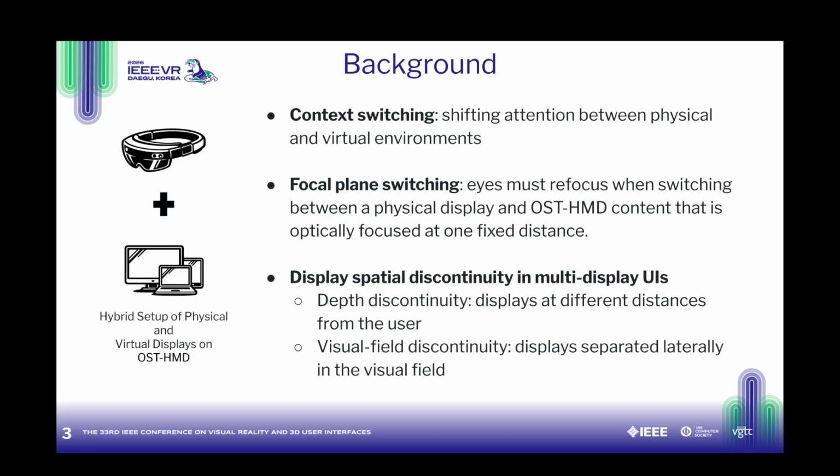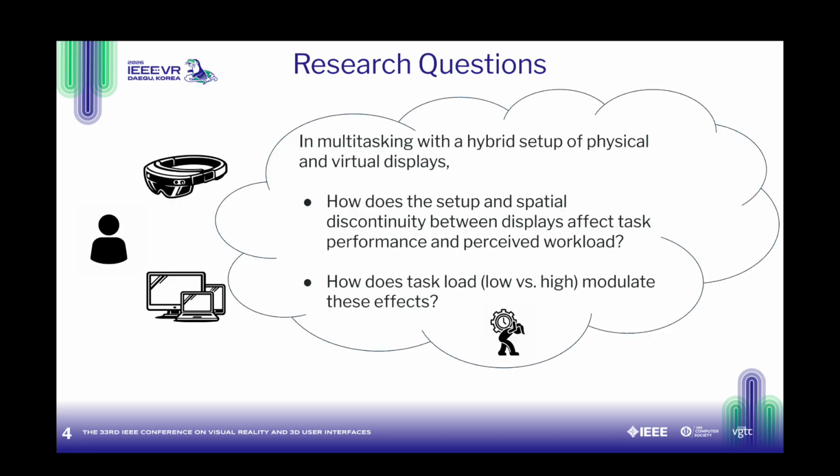We noticed that there has been little work exploring how these challenges play out in multitasking scenarios that require continuous monitoring and frequent switching between physical and virtual displays. In this study, therefore, we explored in this kind of scenario how hybrid display setup and spatial discontinuity between displays affect task performance and perceived workload. And since task load is often an important factor that can vary in real-world scenarios, we also looked at how task load modulates its effects.